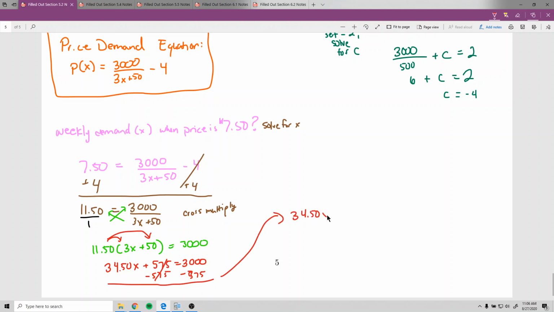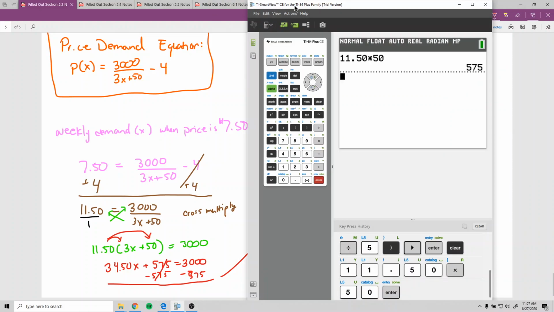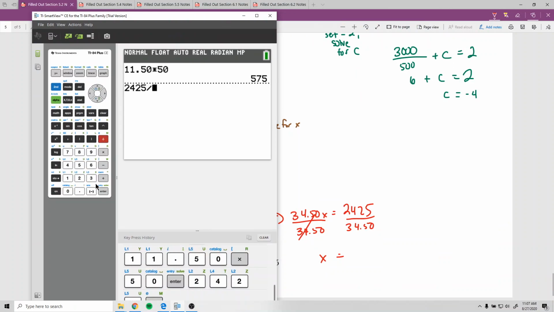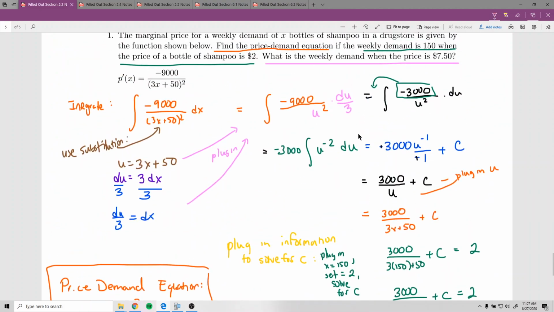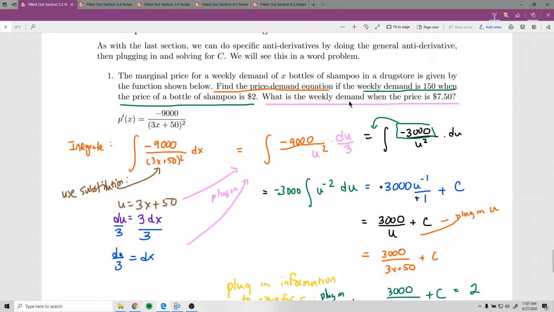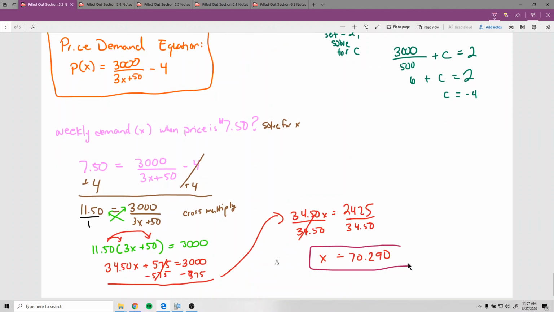So we got 34.50x equals 2425, 3,000 minus 575. And then to finish up, to figure out the demand, we divide by the 34.50. And we get x equals 2425 divided by 34.50. Oops. And we get about 70.289 or 70.290. All right, so what it says is if you raise the price of the shampoo to $7.50, you expect around 70 people to buy it.